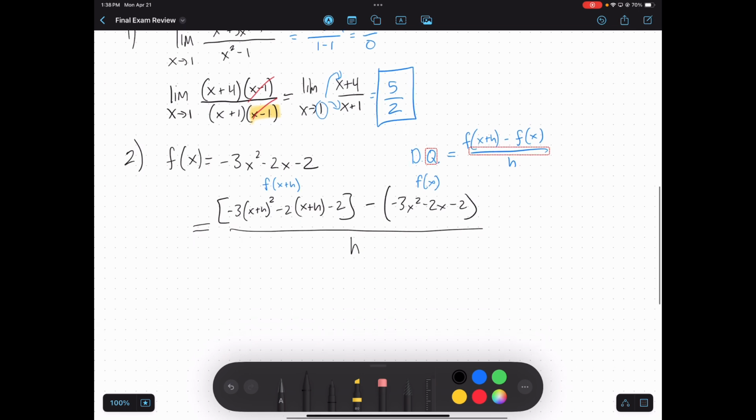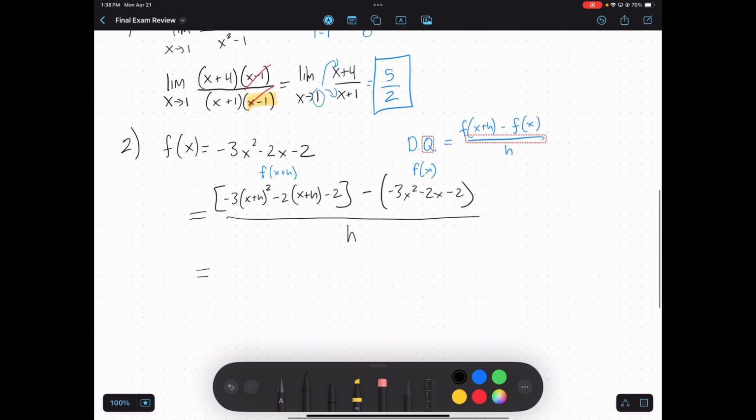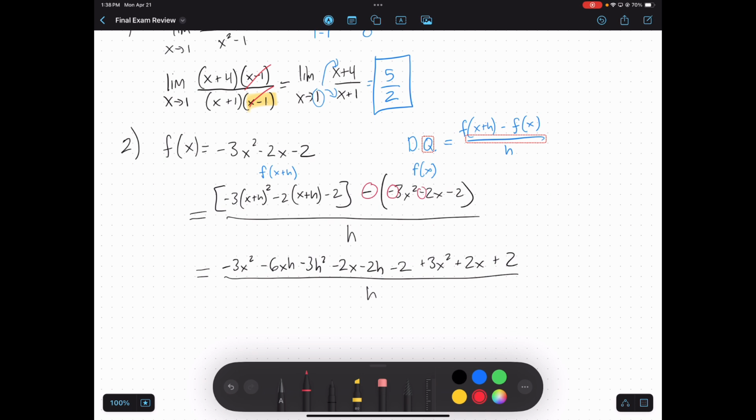Well, let's keep going, see what happens. So if I expand that numerator, I get negative 3x squared minus 6xh minus 3h squared minus 2x minus 2h minus 2 plus 3x squared plus 2x plus 2. Everybody okay with that? These all became addition because I'm subtracting a negative. I was subtracting negatives in each of these cases, so they all became addition.